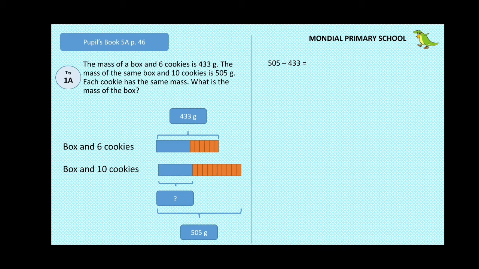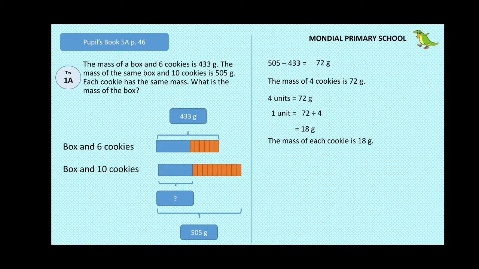So, 505 minus 433 gram is equal to 72 gram. Good job. 4 units is equal to 72 gram. What can we do to find 1 unit? Perfect. 72 divided by 4. So, 72 divided by 4 is equal to 18 gram. Well done. The mass of each cookie is 18 gram.